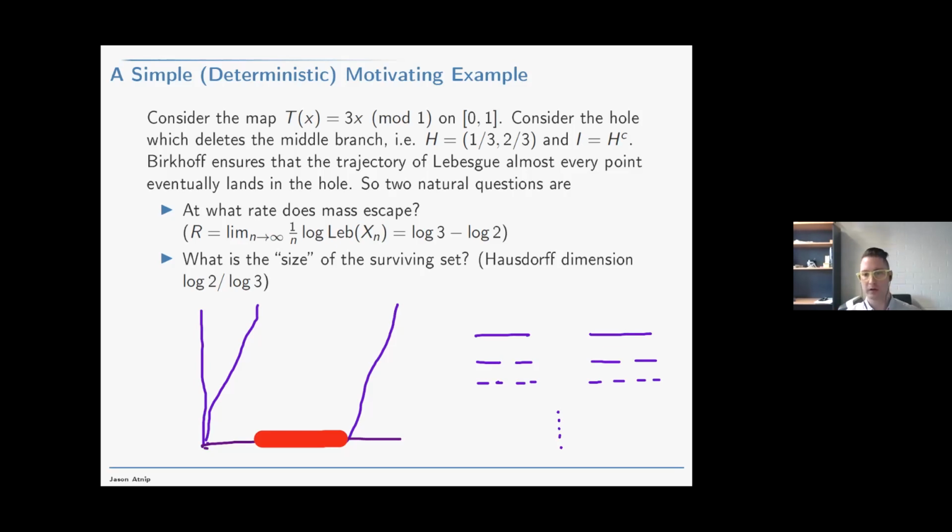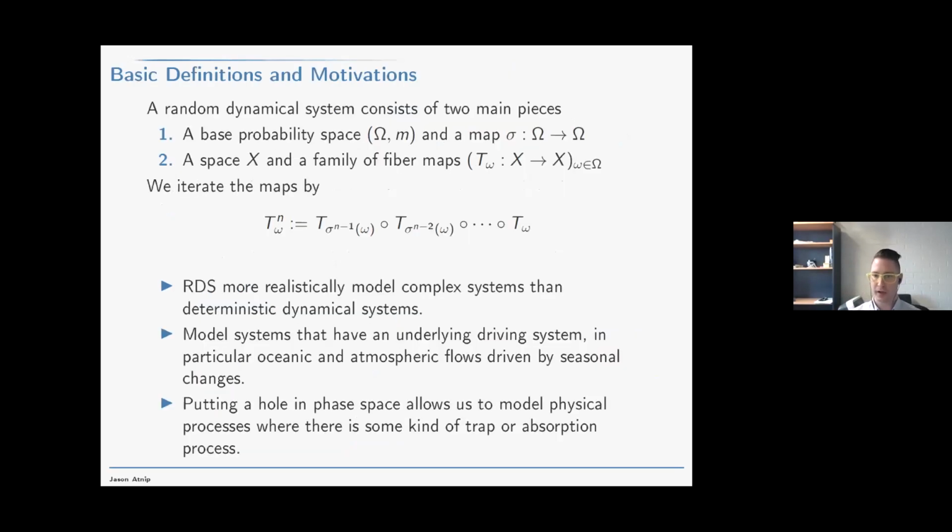But we want to look at this more generally, and even more important, we want to look at a random dynamical system version of these sorts of problems. So first, let's talk in general terms about what a random dynamical system is. We'll start off with a base probability space and some map sigma on the space omega. For each fiber omega, we attach some map T omega from some compact metric space X into itself. We iterate these maps accordingly: T omega to the nth iterate is just the n-fold composition of these maps along the sigma orbit.